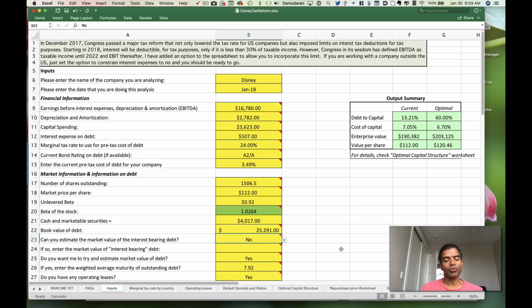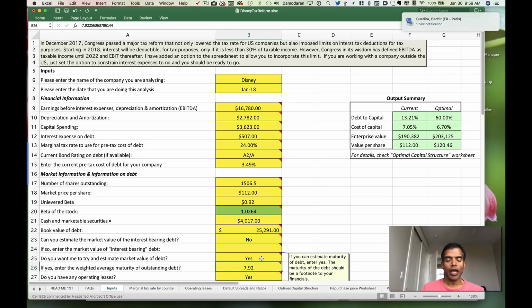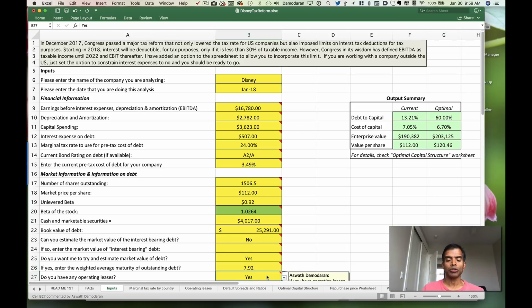Then I ask you whether you know the market value. If you have no idea what I'm asking for, the safest answer here is no. If you have an estimate of the market value, some companies actually report the fair value of their debt in the footnotes, and you trust the accountant, say yes. I would actually suggest you say no to that and yes to the next one and enter the maturity of the debt, which should be somewhere in the footnotes if you can find it. If you cannot find it, just say no to both, and I'll just use the book value of debt as the market value of debt. Not a big deal for most companies.